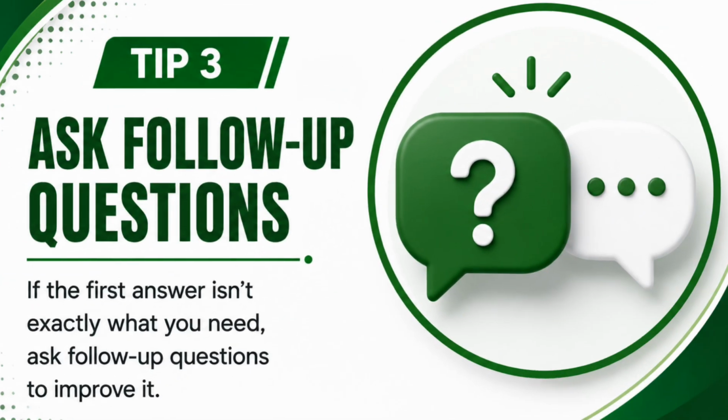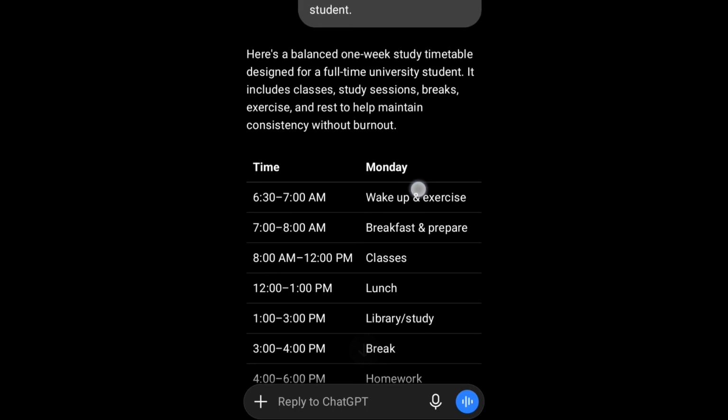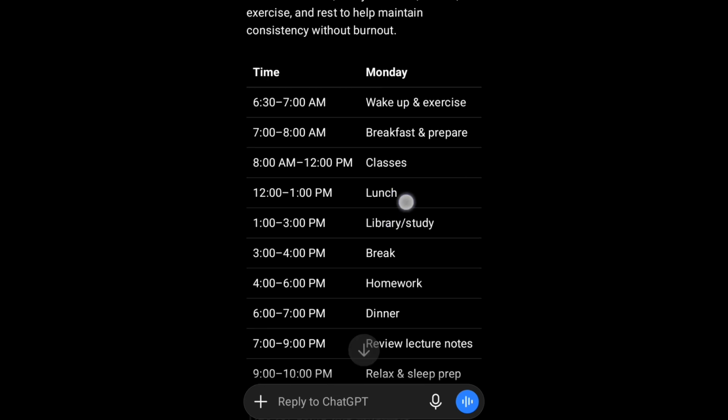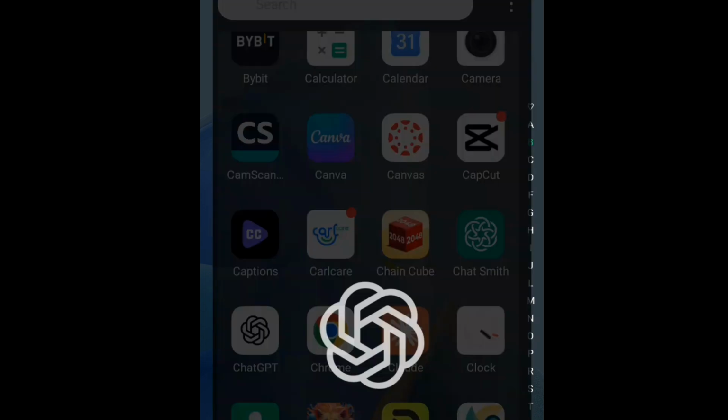Okay, now tip number 3, ask follow-up questions. If the answer isn't exactly what you want, continue the conversation instead of starting over. Okay, let me show you a practical example for tip number 3. Now when you open your ChatGPT, it's usually like this, plain. You can see the box where they wrote, ask ChatGPT.